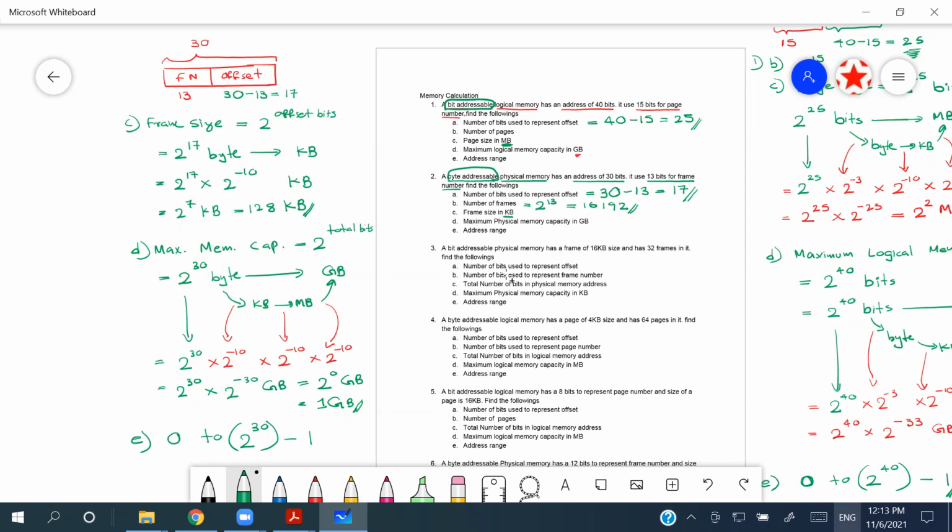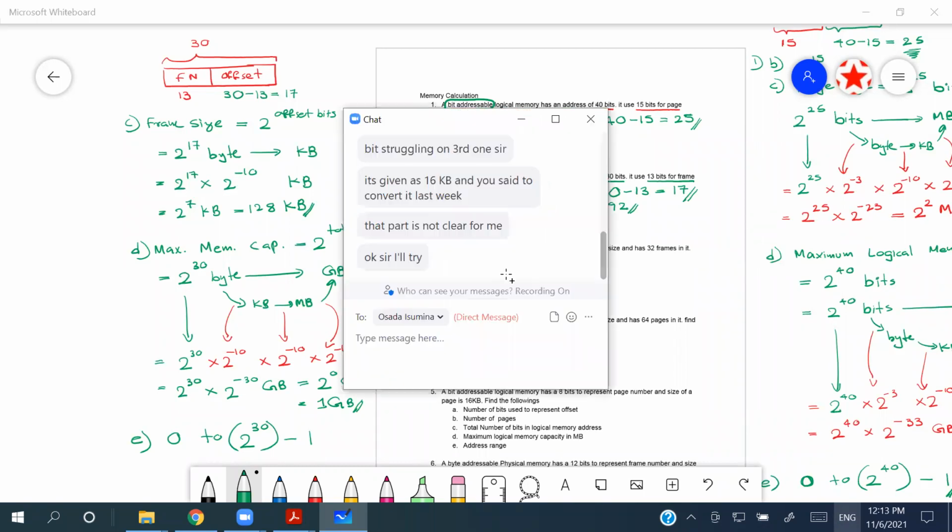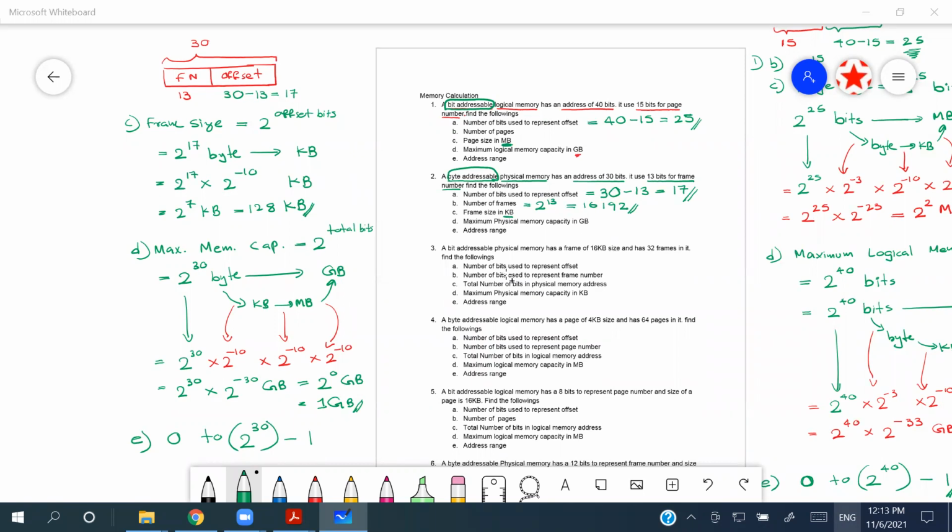Anyone who got answers all correct without any mistakes? Who has got all correct without any mistakes? Yes. Oh, well done, Lalindi. Anyone else? Okay. Great. So go for the third one.